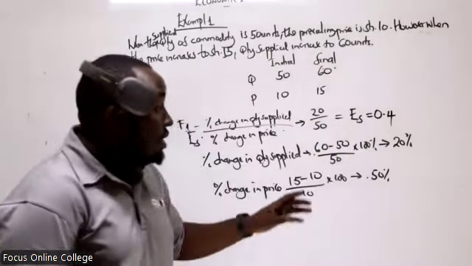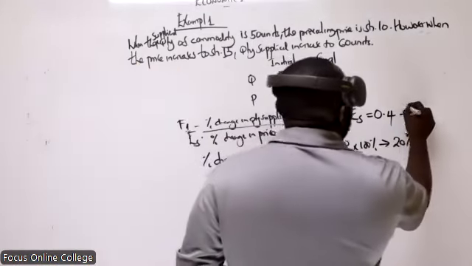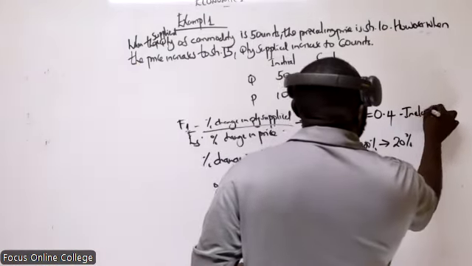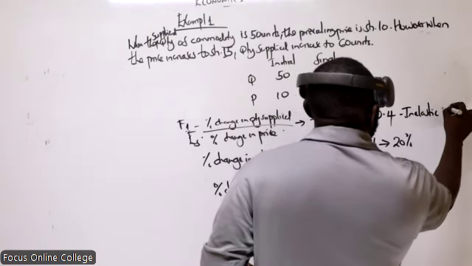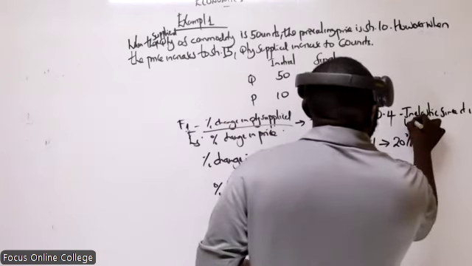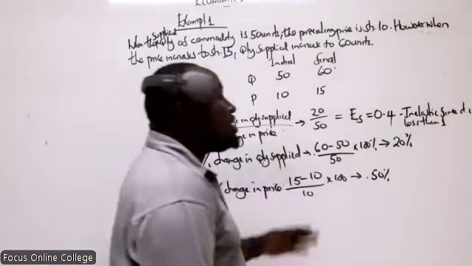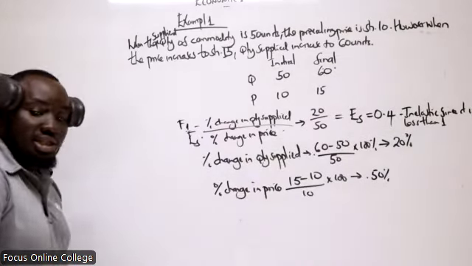So 0.4 shows that it is inelastic, since it is less than 1 but greater than 0. So that is the price elasticity of supply.